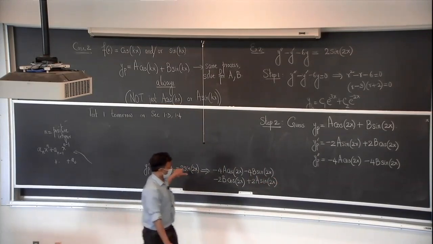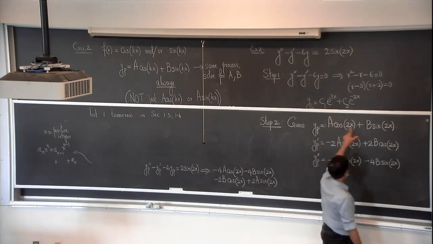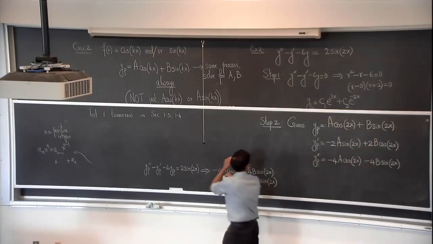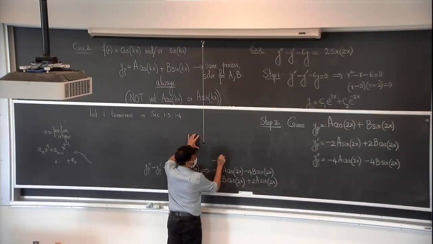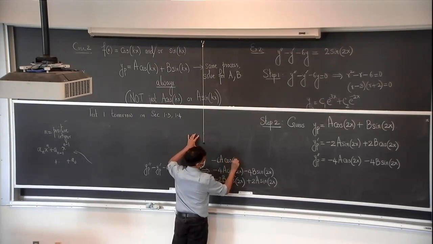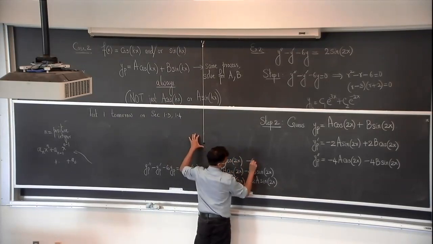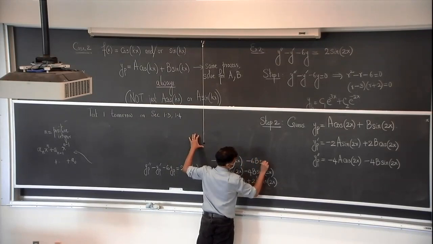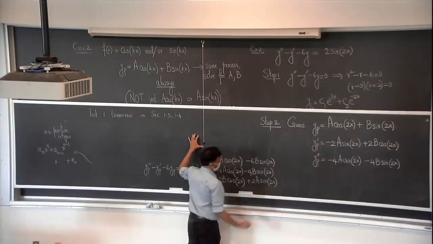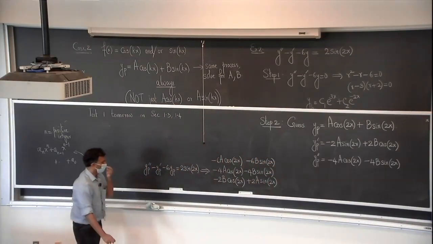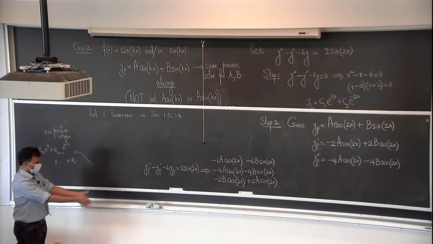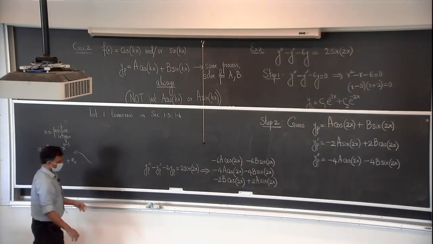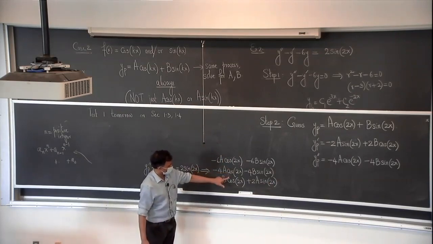Minus 6 yp would be negative of these two terms times 6. That's going to be minus 6a cosine 2x minus 6b sine 2x. You don't have to write it in this form. It's just easy to see what's going on with each of these terms later when you combine these.